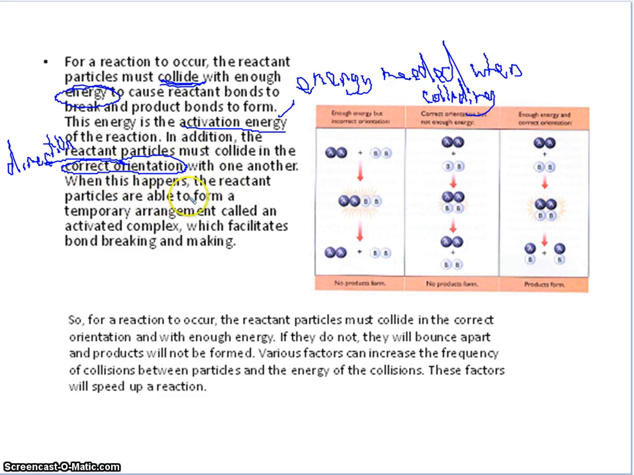When this happens, the reactant particles are able to form a temporary arrangement called an activated complex, which facilitates bond breaking and making. These activated complexes don't last long. Like milliseconds, microseconds, then they break apart. But you've got to have the activation energy to get there. So for a reaction to occur, the reactant particles must collide in the correct orientation and with enough energy. If they do not, they will bounce apart and products will not be formed.